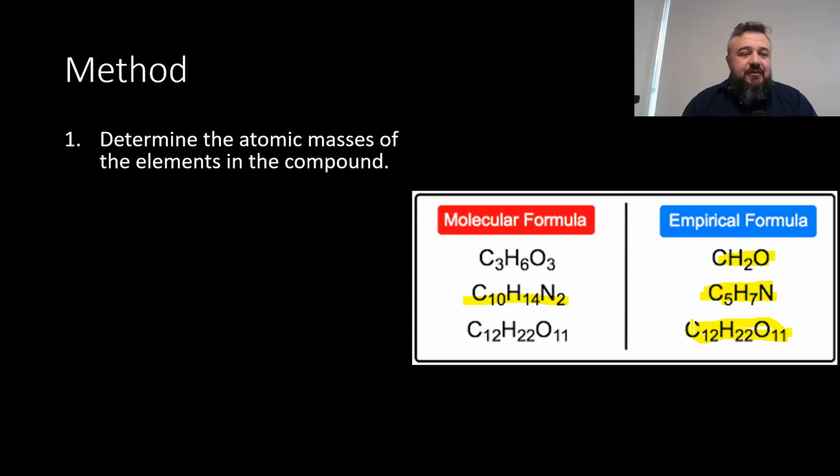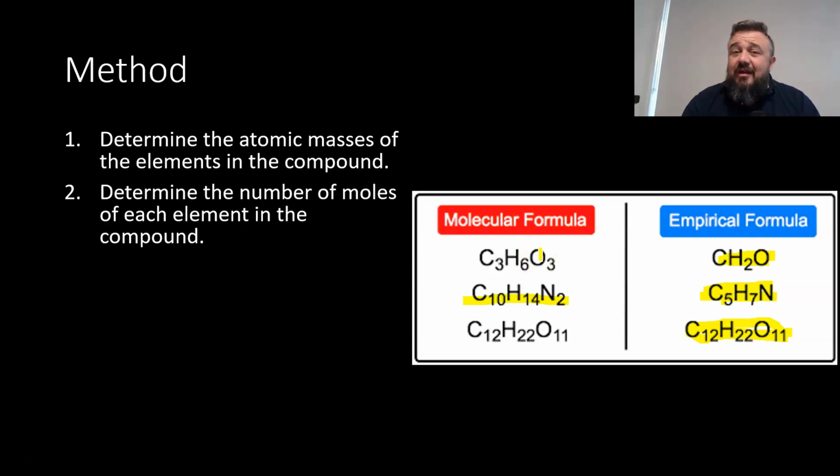Let's have a look how we do it. First off, we determine the atomic masses of the elements in the compound. So we break this down, right? Here we have carbon. What's the atomic mass of carbon? What's the atomic mass of hydrogen? What is the atomic mass of oxygen? Write those down. Boom. It's always fun to do this in a little table.